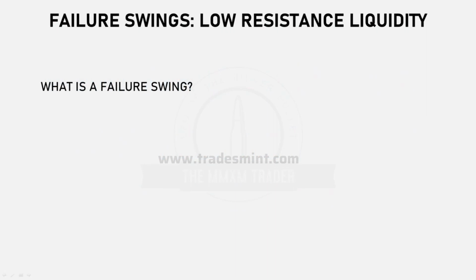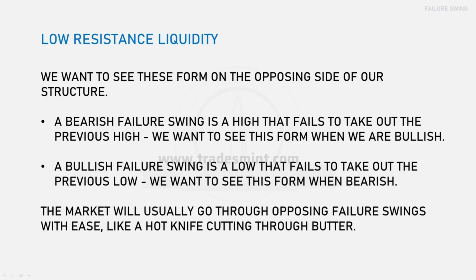A failure swing is a swing high that fails to take out another swing high, or a swing low that fails to take out another swing low. So this is low resistance liquidity, and we want to see this form on the opposing side of our structure. So for instance, when we are bullish, we want to see a bearish failure swing. A bearish failure swing is a high that fails to take out a previous high. And when we are bearish, we want to see a bullish failure swing, and a bullish failure swing is a low that fails to take out a previous low. And the market will usually go through opposing failure swings with ease, like a hot knife cutting through butter.